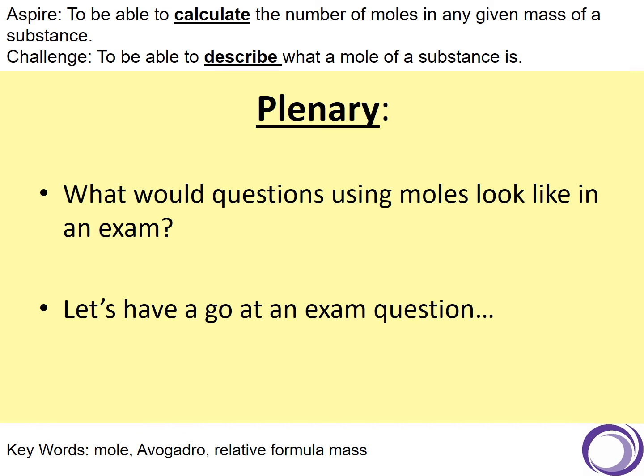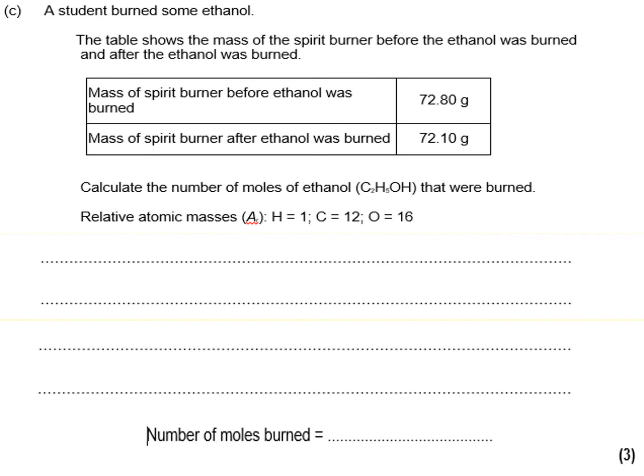So we're going to look at an exam. This is a typical exam question. A student burnt some ethanol. The table shows the mass of the spirit burner before the ethanol was burnt and after the ethanol was burnt. And we have those 2 values written down. It's the mass of the spirit burner and the ethanol, and then the spirit burner after the ethanol has been burnt. It asks you to calculate the number of moles of ethanol that were burnt.